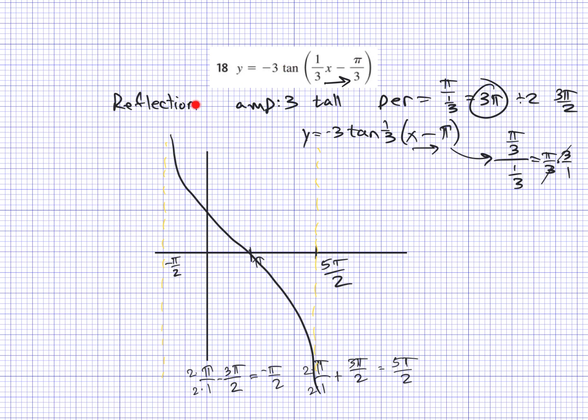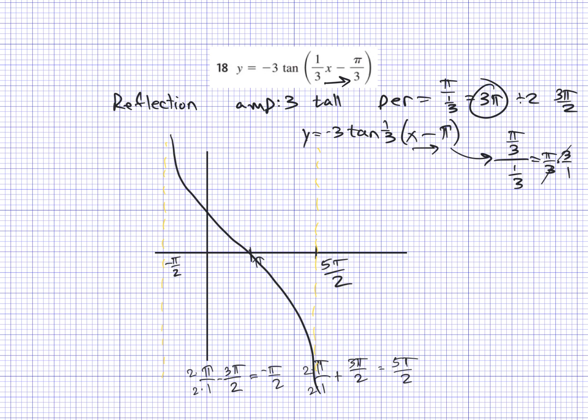18, again a reflection, so the reflection of tangent is going to look like the cotangent. But remember, the tangent is at the origin, and we're going to shift after you divide out the 1/3. That gives us shifting to the right by pi. So the origin crossing is now at pi. So what is this distance over here? We got to find the period. So the period is pi over our coefficient, and our coefficient is 1/3. So pi over 1/3 is going to be 3 pi. So this whole distance is 3 pi.